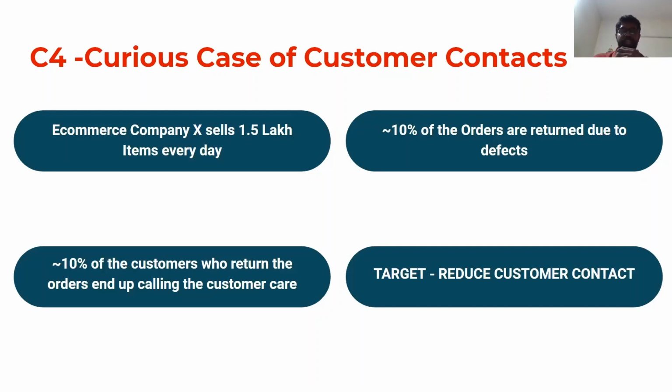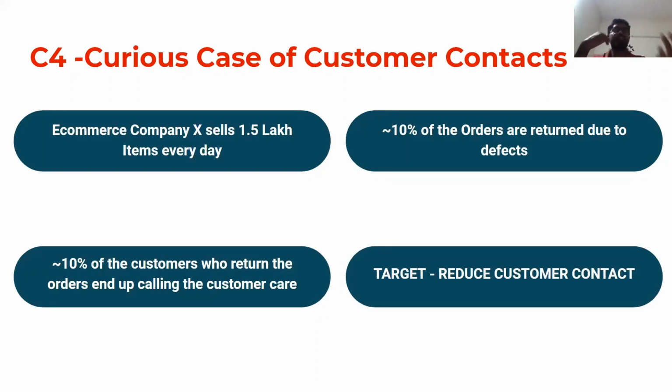Now, the salient features of this particular case is that there is an e-commerce company. Company sells close to 1.5 lakh items on a daily basis, right? Approximately 10% of the orders are returned due to defects. And there can be multiple defects. Like you order from Amazon, you order from Snapdeal, Shopclues, Flipkart, anything. It is not that you accept everything that they give you. There are certain times in which you return.